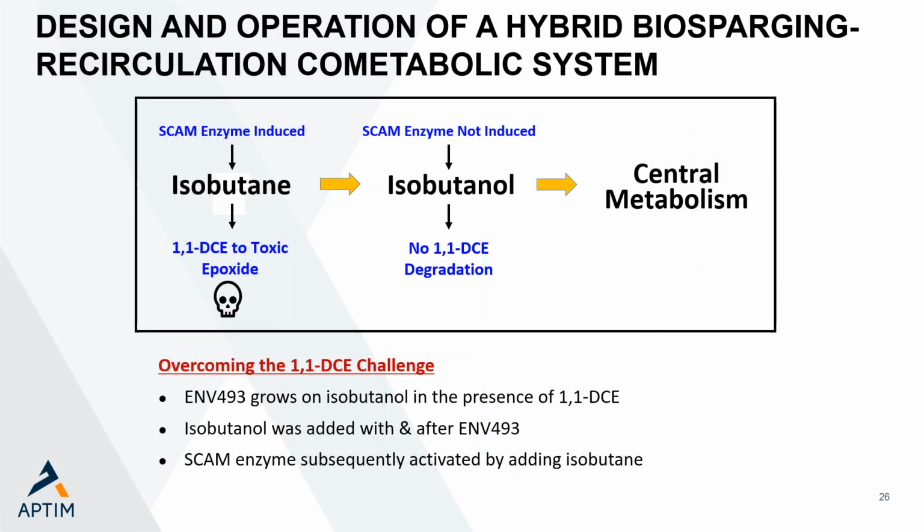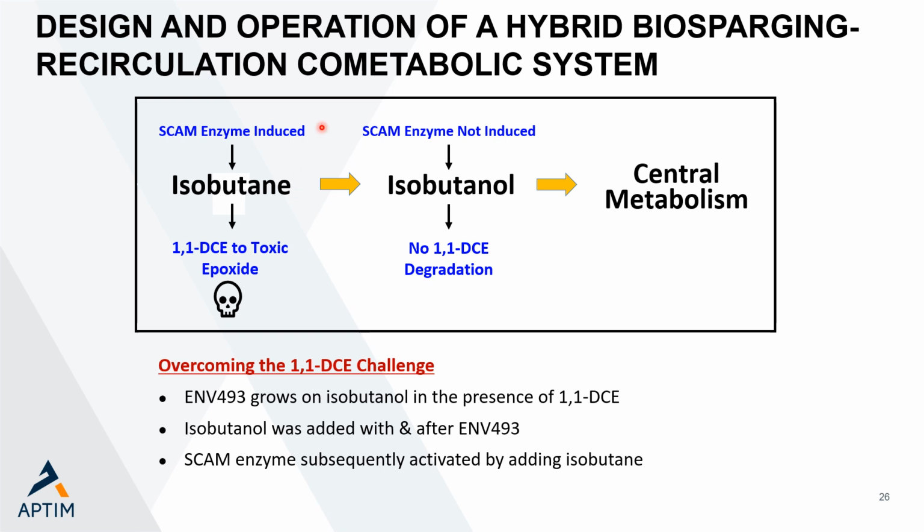So one of the things that we know is that when you grow organisms up on isobutane, there's an enzyme induced that's called short-chain alkane monooxygenase, or SCAM, and this is based on some of Mike Hyman's work at NC State. Now, when that SCAM enzyme is induced, it degrades isobutane, and the organisms will start to degrade 1,1-DCE, but you form this toxic epoxide. So this is a bit of a challenge because if you don't have a high enough population, you kill off a variety of your cells.